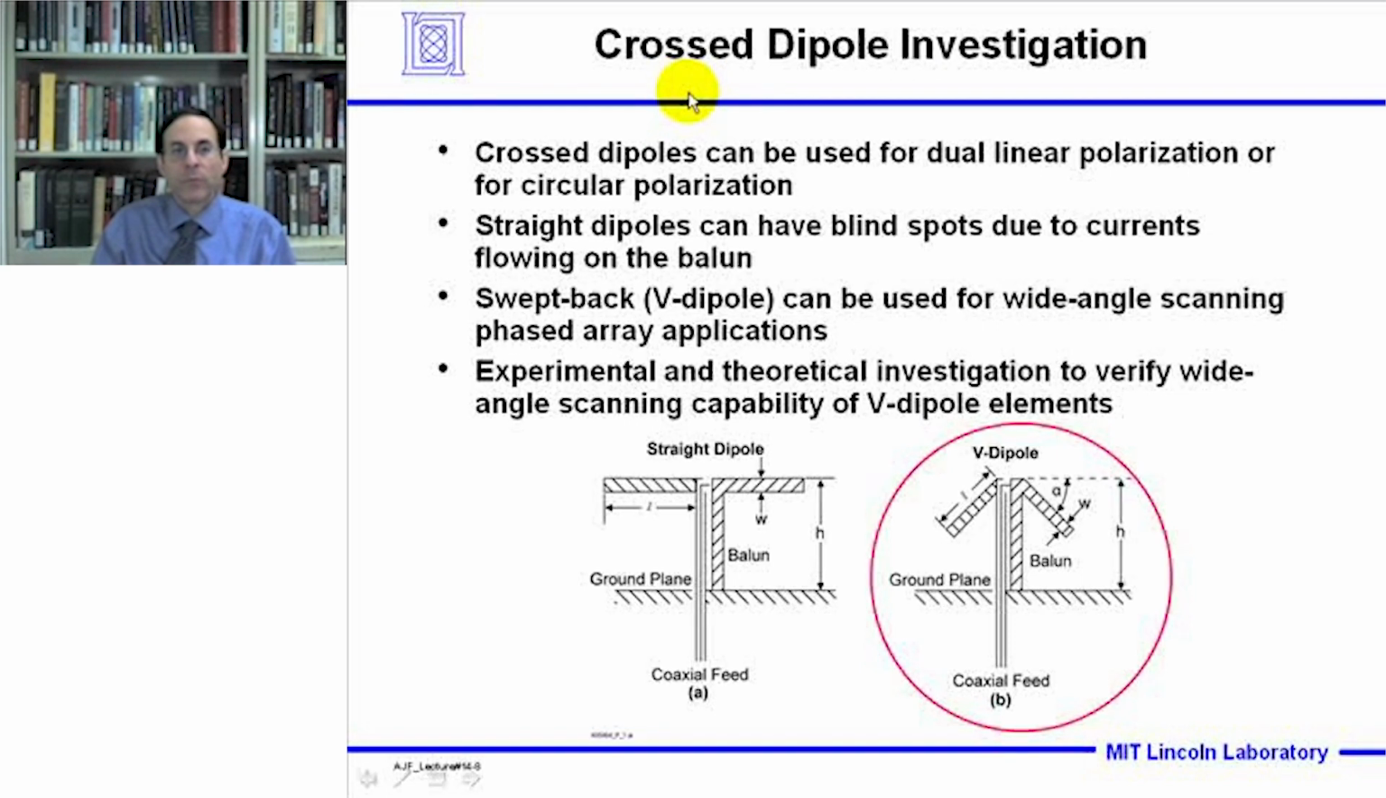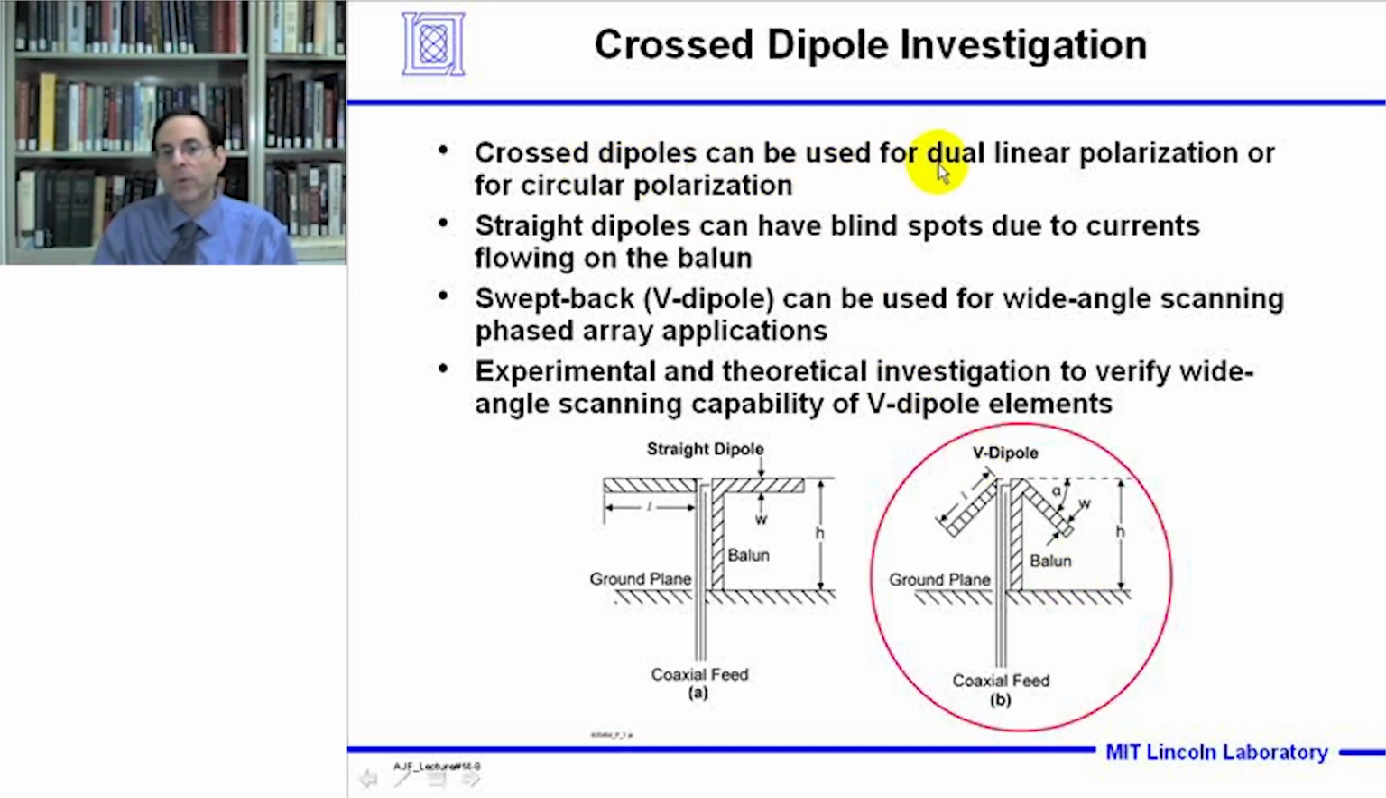So in this lecture we're going to investigate the cross V-dipole. The diagram shown at the bottom shows a conventional straight dipole and a V-dipole. So the V-dipole has its arms swept back toward the ground plane at the angle alpha, and the terminals of the dipole are a distance h above the ground plane.